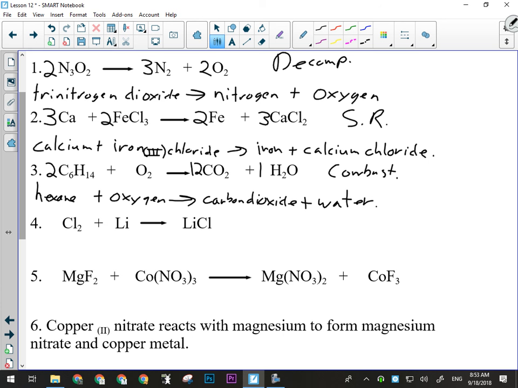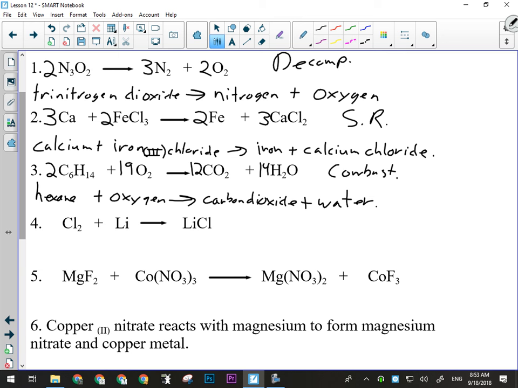so 14 times 2 is 28. And now I can balance my oxygens. 12 times 2 is 24, plus another 14 is 38. So there are 38 oxygens, and I'm pretty sure that 19 times 2 is 38.